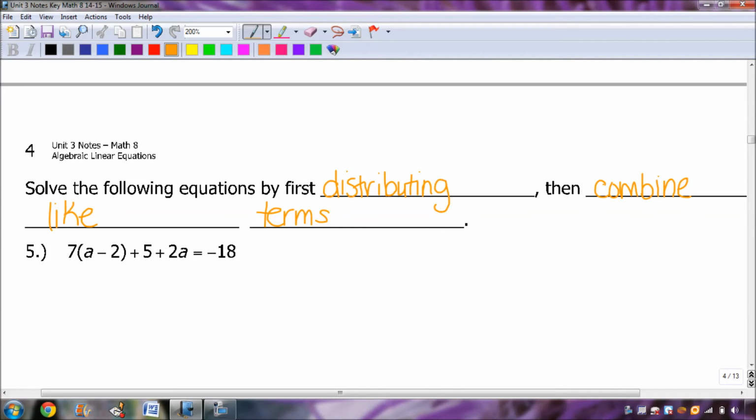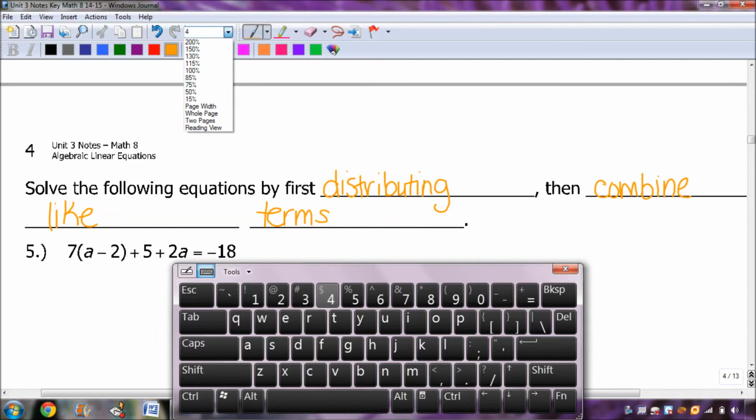Solve the following equations by first distributing, then you're going to combine your like terms. Then you're going to solve the rest of the equation the way we normally solved it. All right, so make sure you press pause if you still need to get this down. When you're ready to move on, we're going to solve question number 5 together.